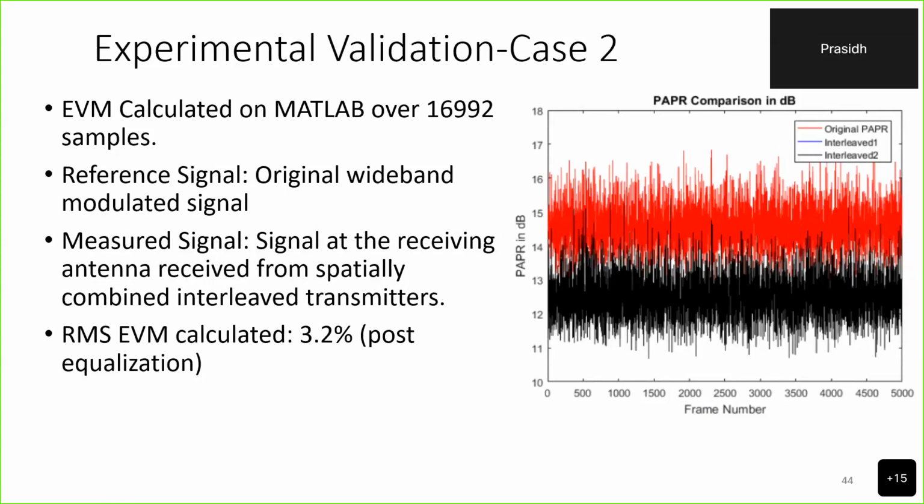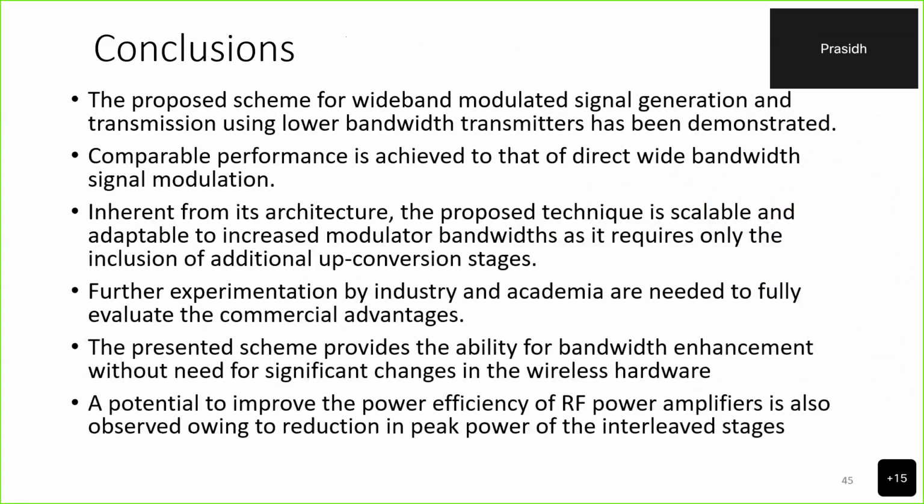Since you have a reduced back off, you can take the operating point closer to the saturation region, which implies that you're going to have a higher power efficiency. Now, if this is combined with other status quo peak to average power ratio reduction techniques, such as peak windowing or frequency domain techniques like partial transmit sequence, selective mapping, etc., one can improve the efficiency further. So the conclusion here is that the proposed scheme demonstrates that the signal generated and transmitted is comparable in quality to that generated by a single wideband transmitter.